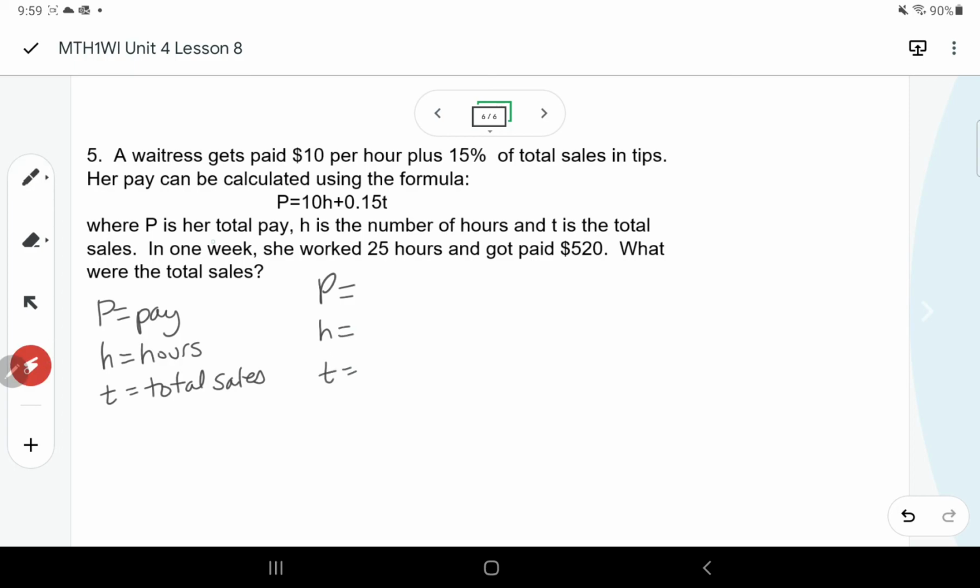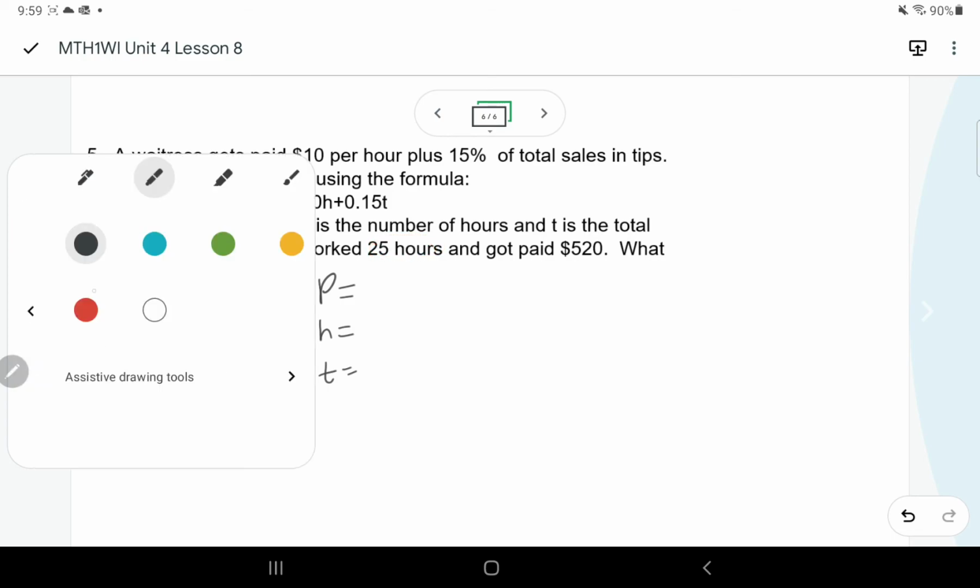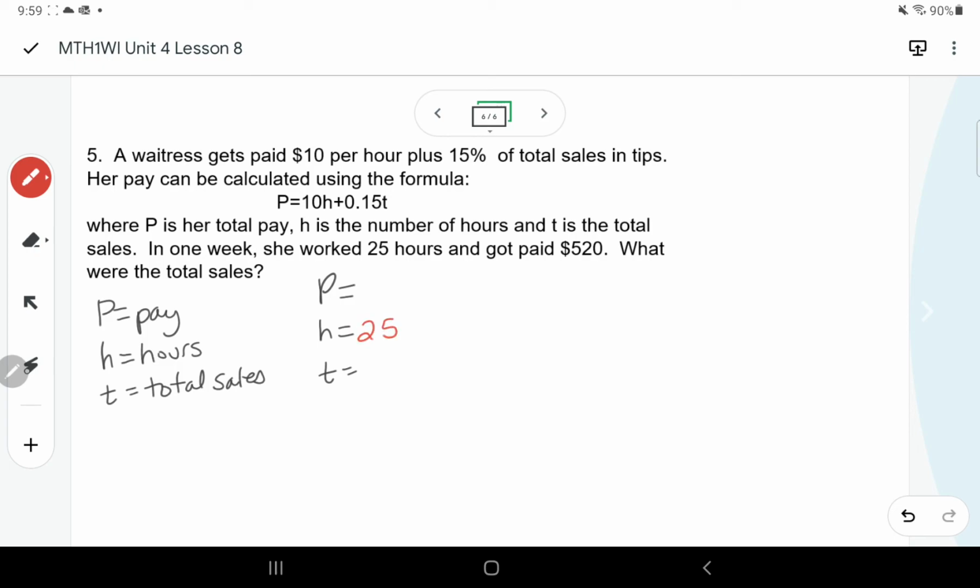So here, reading along, it says in 1 week, she worked 25 hours. I'm going to pop that in because that's very obviously the hours. And got paid $520. So this is $520. What were her total sales? So that is, total sales is my question mark. So I think that doing this kind of summary off to the side can help you have the right numbers to put in the right spots in your equation.